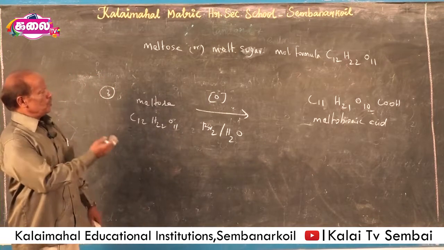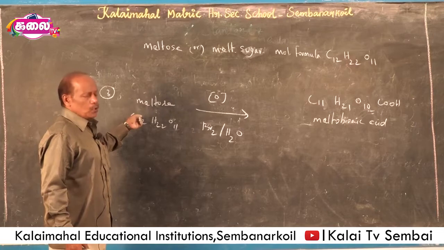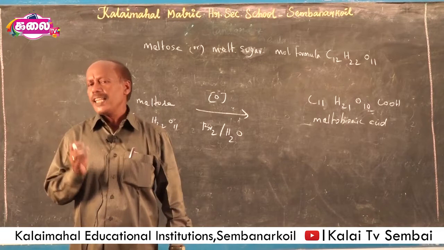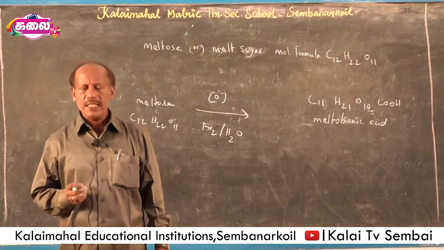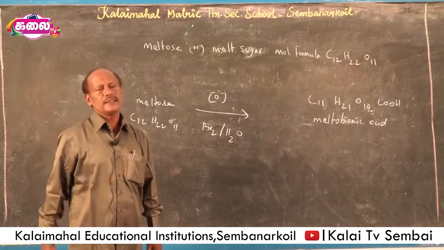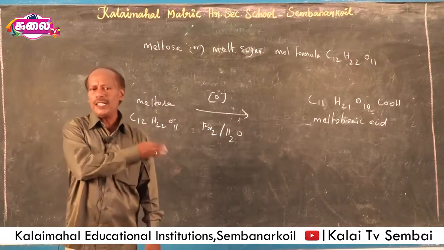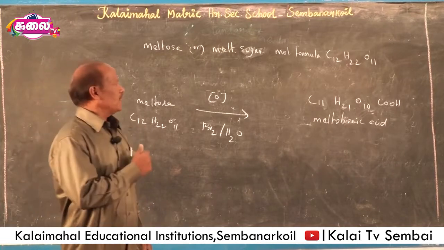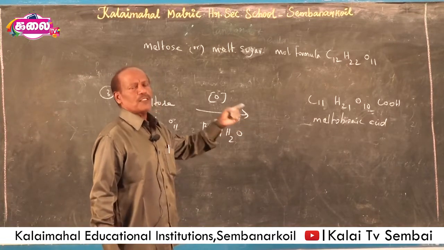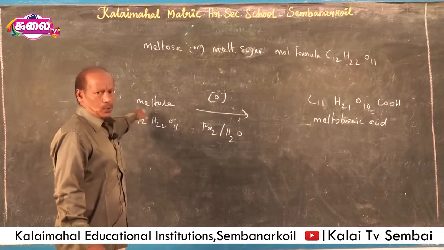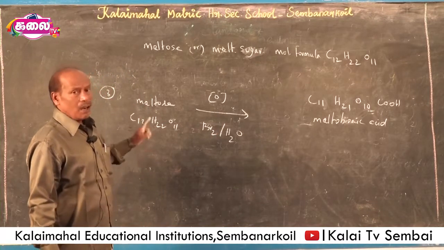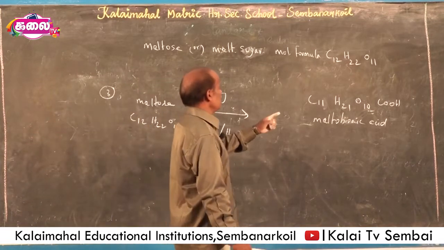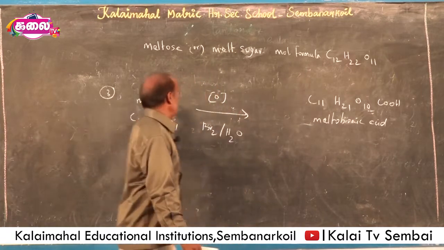This proves that maltose contains an aldehydic group, not a keto function. The aldehyde group is always present at the terminal end of the chain, whereas the keto group is present in the middle of the chain. If a keto function is present, we get a mixture of acids with a lesser number of carbon atoms when compared to maltose. If an aldehyde group is present, we get only one product in which the number of carbon atoms is the same as in maltose.